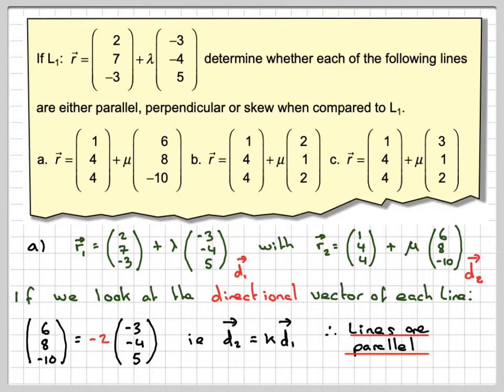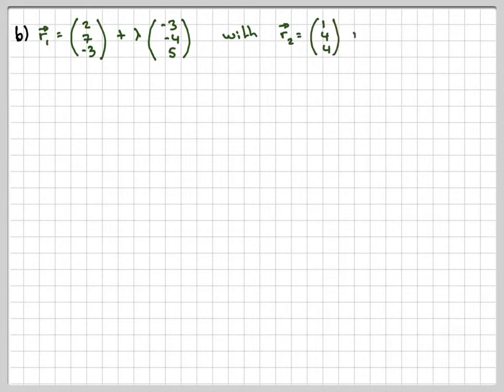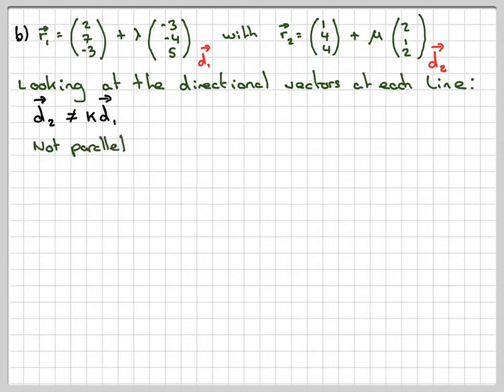Okay, so let's now look at the second case. In the second case, R1 is still the same line, and R2 has the same point, but the directional vector becomes (2, 1, 2). Again, we look at the directional vectors. First, we're going to check to see whether they're parallel, and we can very clearly see that D2 is not equal to some multiple of D1. Therefore, we immediately would say they're not parallel.